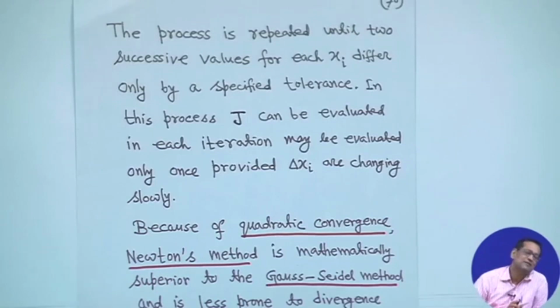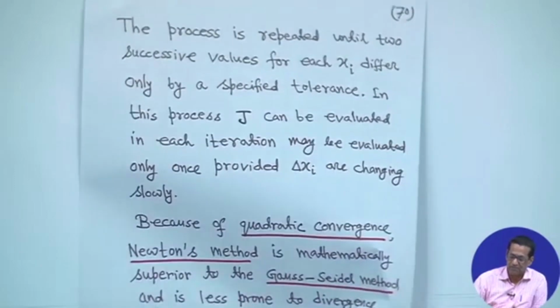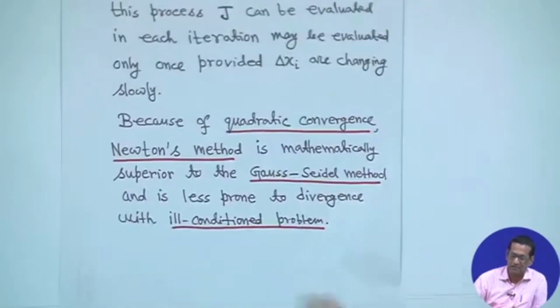So, delta, that is the Jacobian matrix J, instead of evaluating it in every iteration, you compute it once and then retain it constant throughout the iterative process, right. Because of quadratic convergence, Newton's method is mathematically superior to the Gauss-Seidel method. So, the Newton-Raphson method is much superior to the Gauss-Seidel method and is less prone to divergence with ill-condition problems.